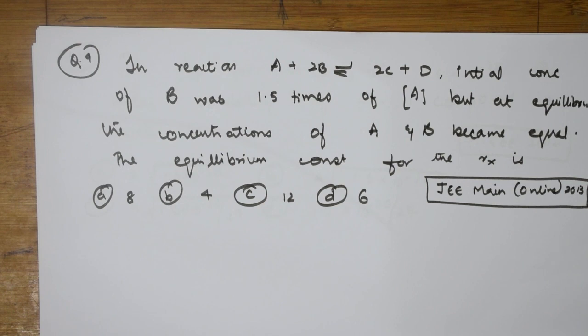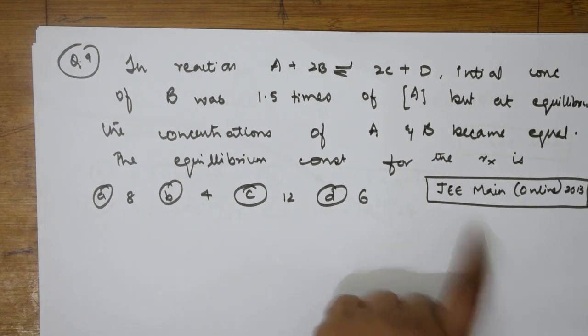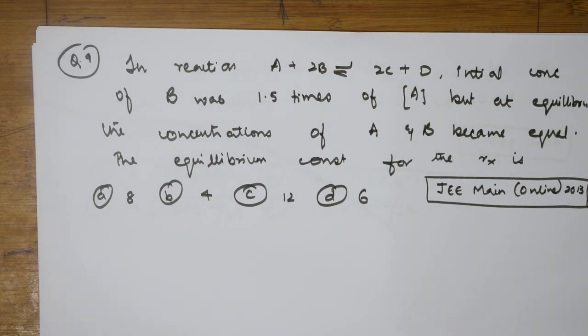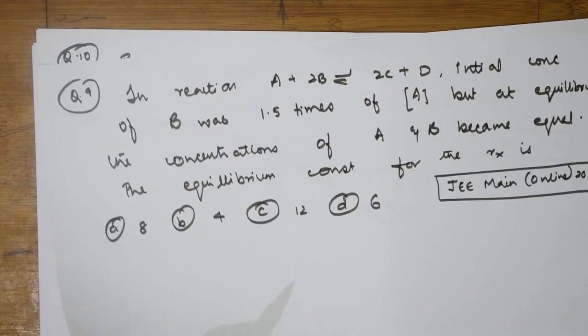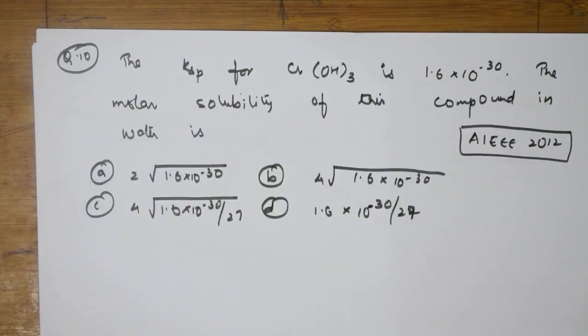Now in the 9th question, what did they give me? This is again a JEE Online 2013 question. So they've given us the reaction A plus 2B gives 2C plus D. I think I've done this question already. So let us take this question out and come back to it, because the same question is repeated in another lesson also. Let's do this. Right. In the 10th question, what did they give me?